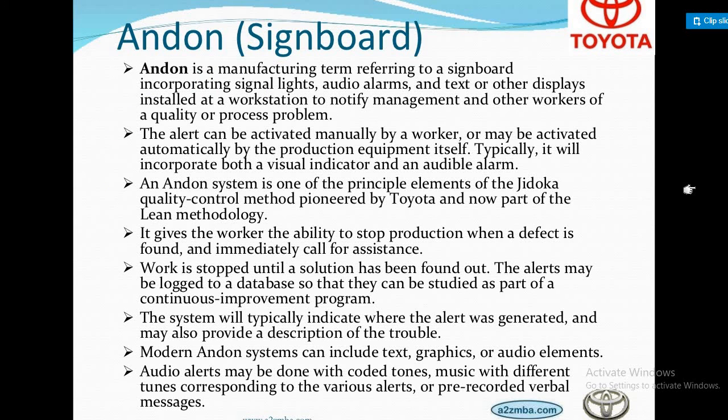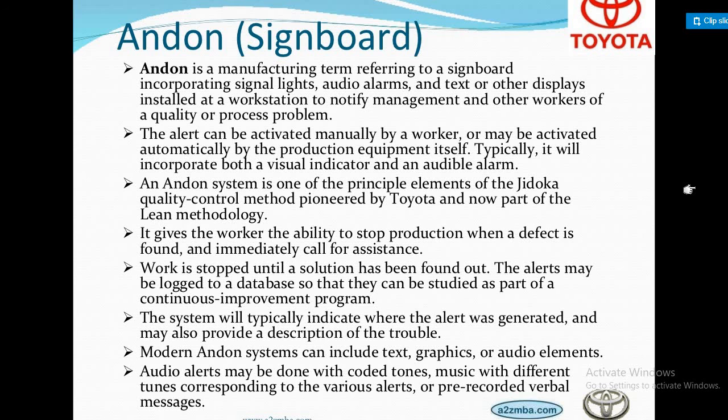Then Andon means signboard. It is a manufacturing term referring to a signboard incorporating signal lights, audio alarms, and text or other displays installed at a workstation to notify management and other workers of a quality or process problem. The alert can be activated manually by a worker or automatically by the production equipment itself. Typically it will incorporate both a visual indicator and audible alarms.